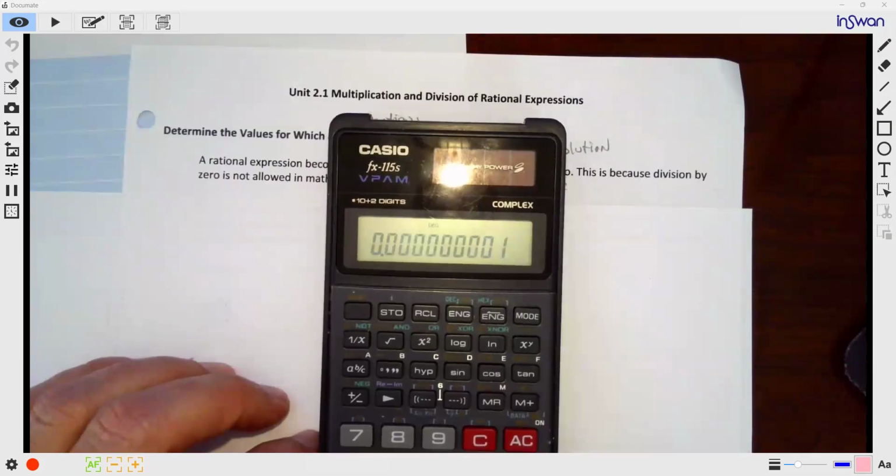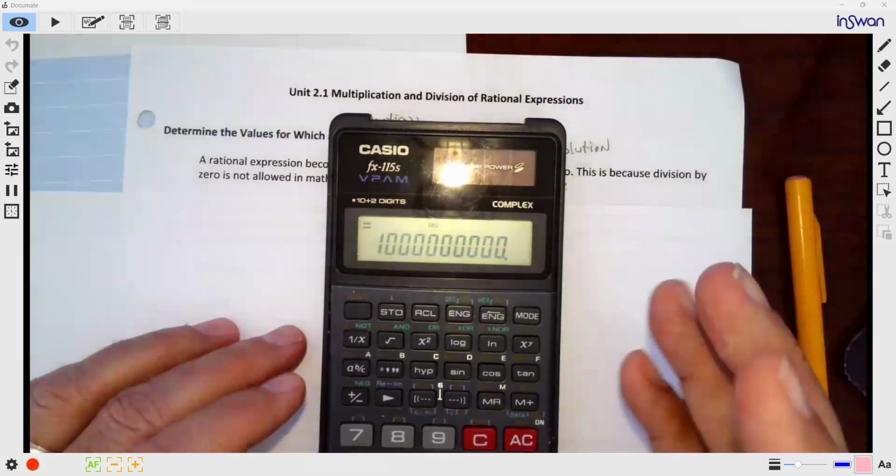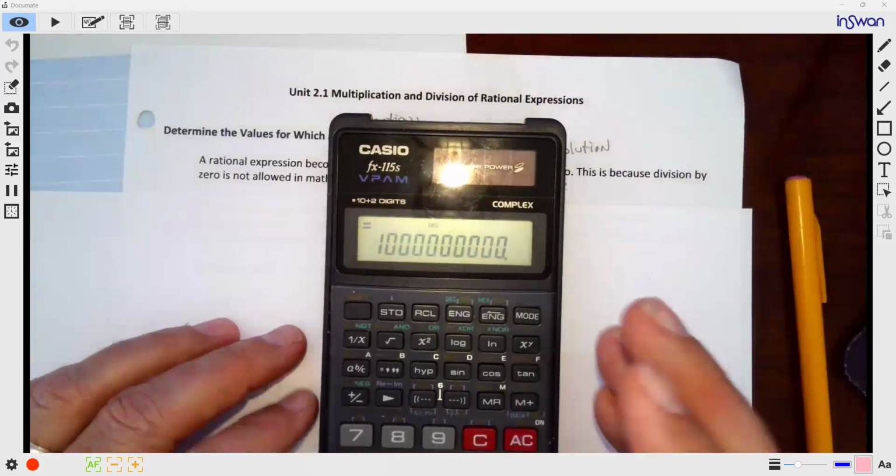If I divide by that, you can see that I think it's 10 billion. So imagine the numbers that I divide by get smaller and smaller, and the answer gets bigger and bigger. As it approaches zero, it gets huge, but it could never hit zero because the answer would be infinity.